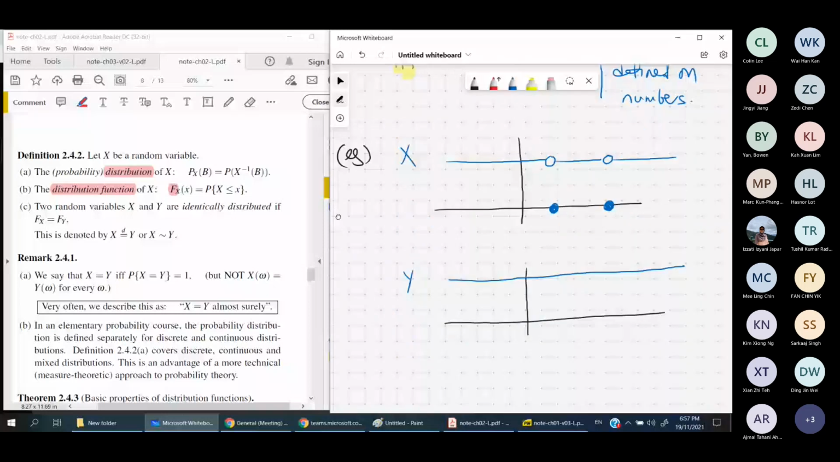If you look at these two pictures, clearly X and Y are not the same, because for X there are two holes here, but the remaining parts are the same. These two holes will not affect the probability, right? So that's why we say X is identical to Y, although X does not equal Y if you look at the graph. We are only concerned with the probabilities induced by the random variable. Even if these two random variables are not exactly the same and some values might vary, if they produce the same probability or the same distribution, we say they are identical.